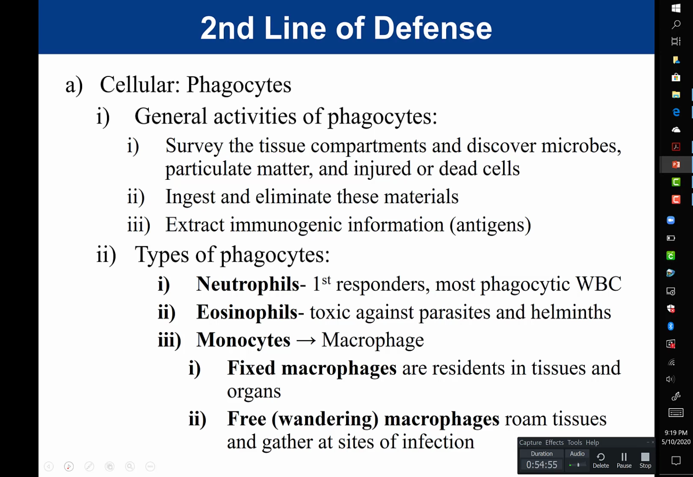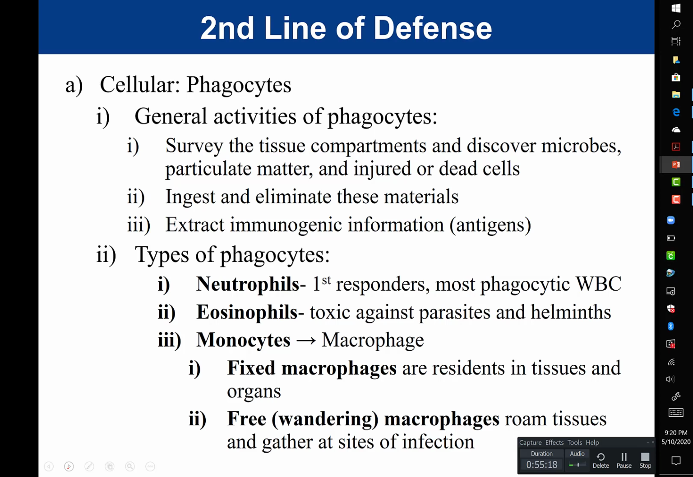Now, when we talk about types of phagocytes, we have our neutrophils. Neutrophils, again, are the first responders. These are the most phagocytic white blood cell. These are the first on the scene. They're there to destroy any organism that has penetrated the first line of defense.